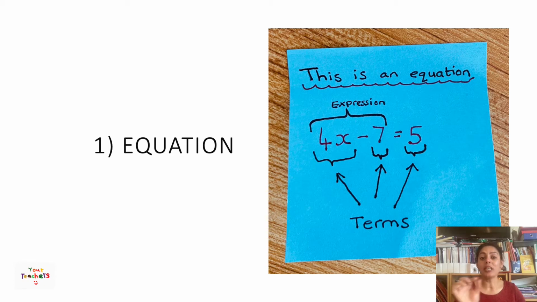This is an equation. I have got three sets of terms here, 4x, minus 7 and 5. And grouped together, I've got 4x minus 7, which is called an expression. And this is what we call an equation.